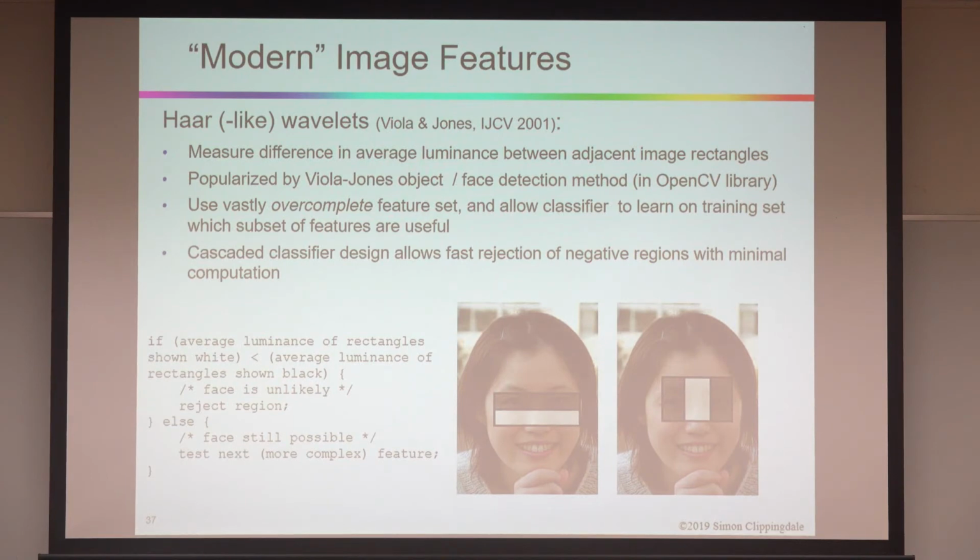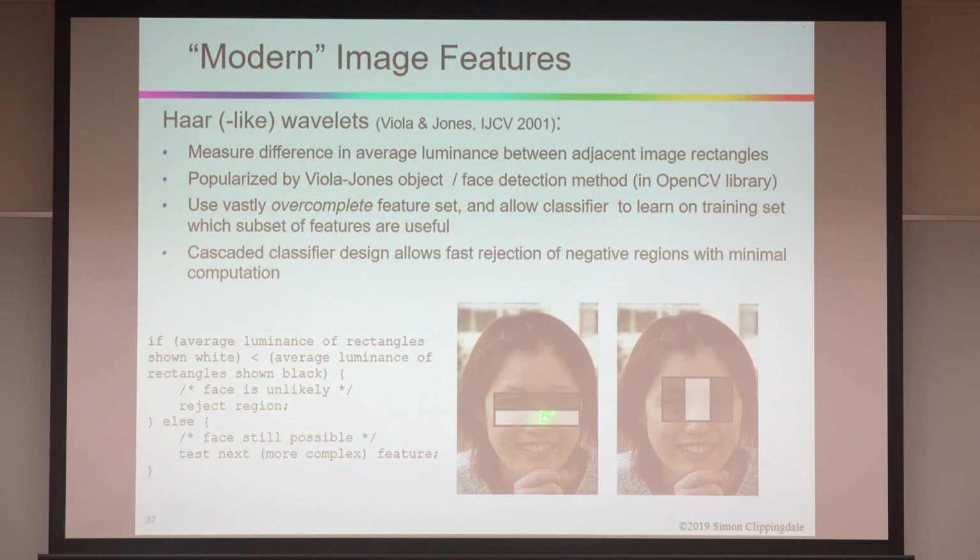So, for example, the first feature might be this, where the feature value is the average brightness of pixels in this white rectangle minus the average brightness of pixels in this dark rectangle. Because statistically this area is on average brighter than this area here, if you don't pass that test, you can instantly reject this region as a possible face. So it's very quick to reject non-face images.